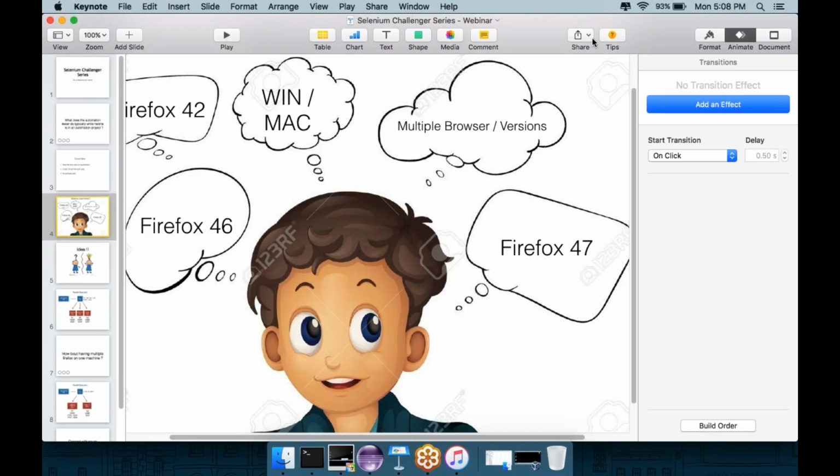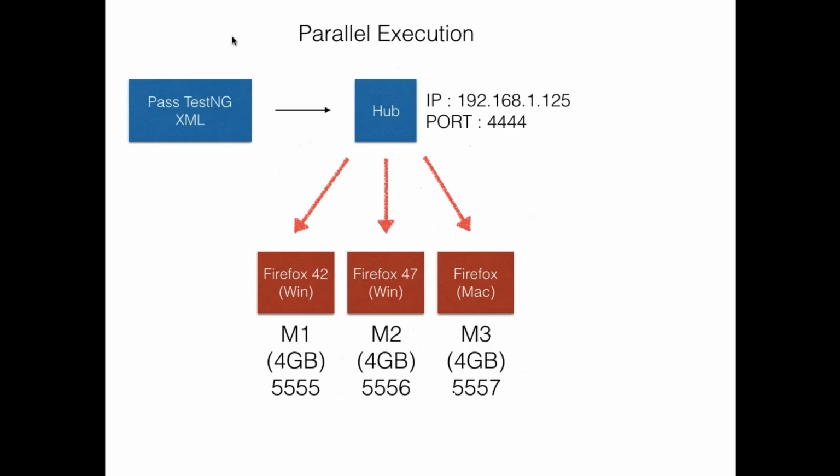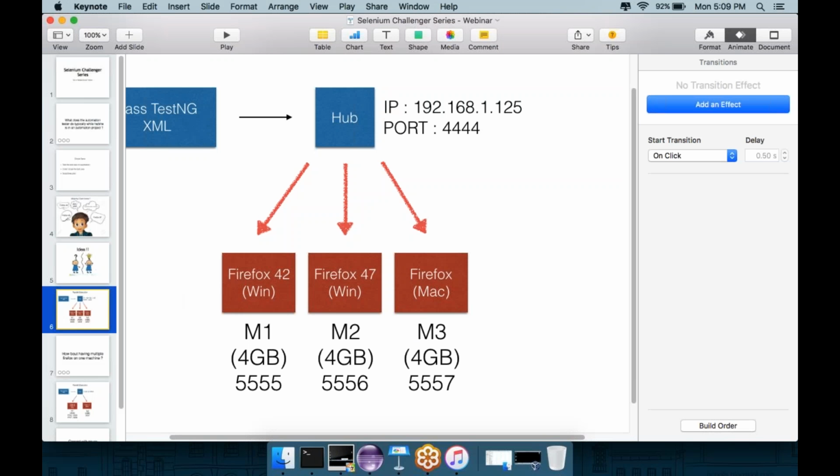So let's quickly see. I'm thinking, and probably many of you are also thinking, what we should do here: there is an idea wherein we will do a parallel execution. When I say parallel execution, that means I need to set up my automation lab in which I will have different setups of my browsers with the versions, and obviously I would need to choose which platform I would like to run on.